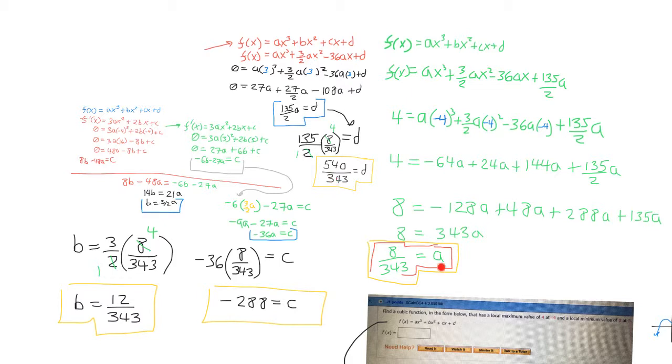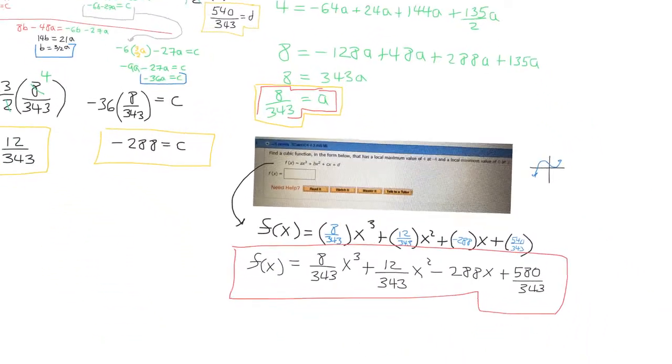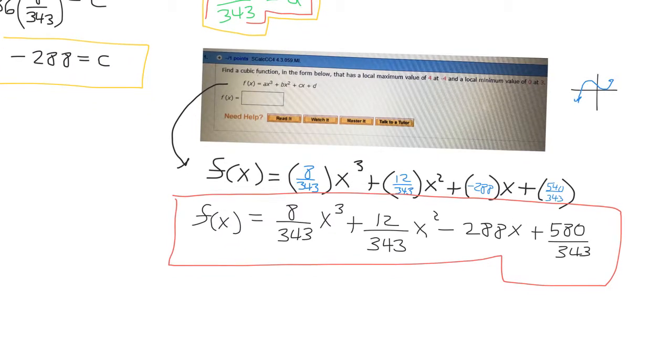And honestly, once you have a, b, c, and d, all you have to do is refer to the original function, which is here, and then you just plug in a, b, c, and d, and then you're good to go. This should work. All right, so that's how you do the first problem.